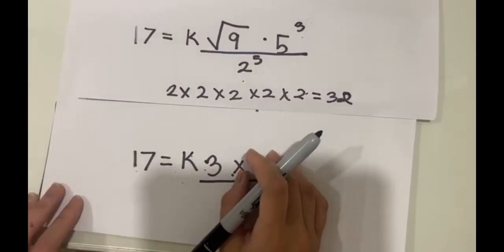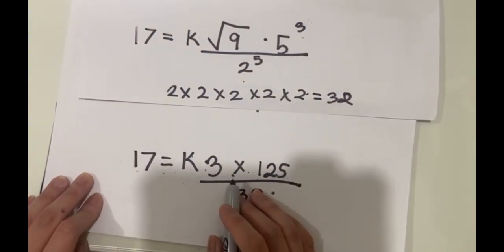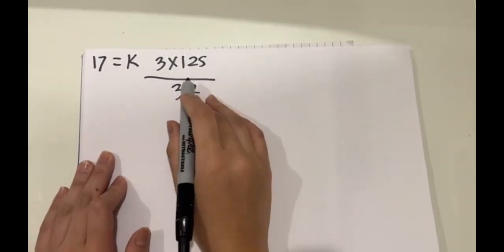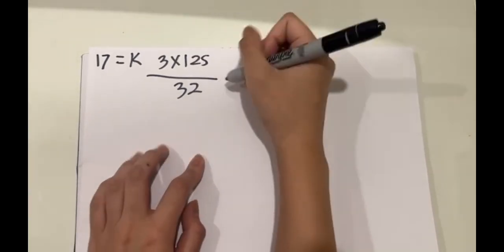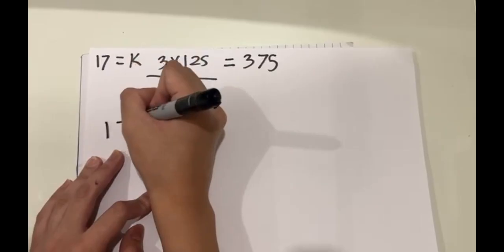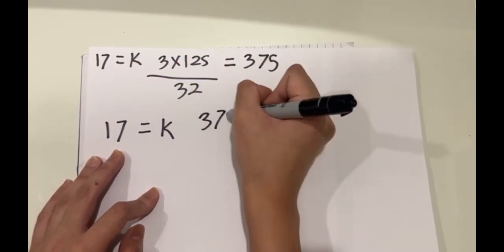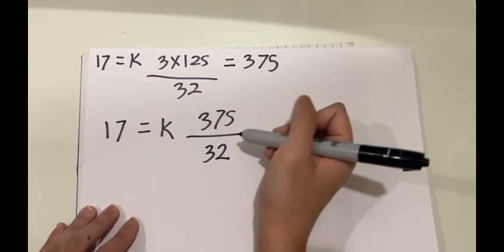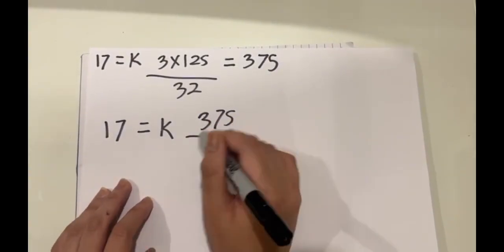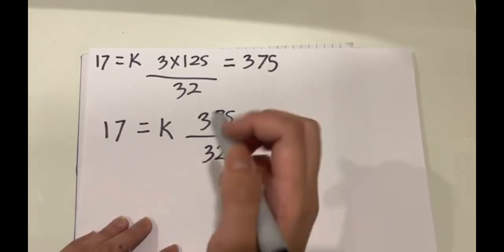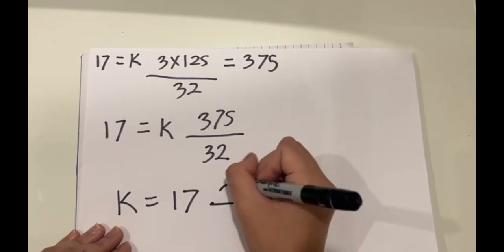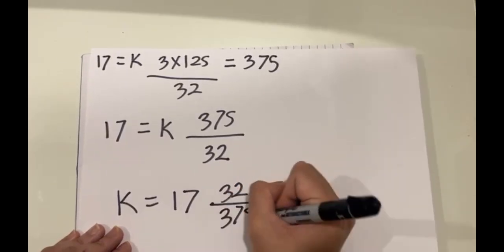So now the equation becomes 17 equals k times 3 times 125, all over 32. That is, we multiply 3 times 125. So 3 times 125 is equal to 375. So now our equation will look like this: 17 equals k times 375 over 32. To isolate k, we multiply both sides by 32 over 375 to cancel out the fraction. So we write it like this: 17 over 32 times 32 over 375.